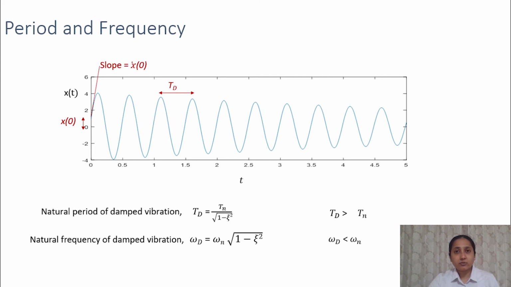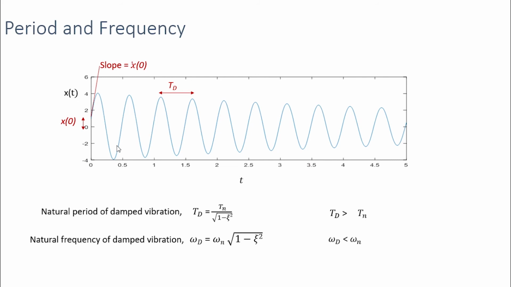Let's find the period and frequency of an underdamped system. This is the displacement response of an underdamped system under free vibration. The initial displacement and the slope correspond to the initial conditions given to the system. The natural period of this damped free vibration will be different from that of the undamped free vibration. The damped natural period can be calculated like this: Td is equal to the natural period divided by square root of 1 minus zeta squared. Since for underdamped systems zeta is less than 1, we have Td greater than Tn. That means the period of the damped vibration will be greater than that of the undamped response.